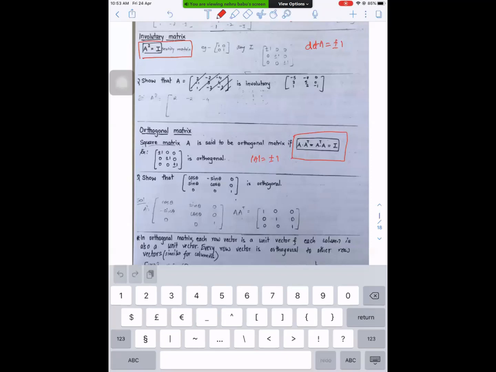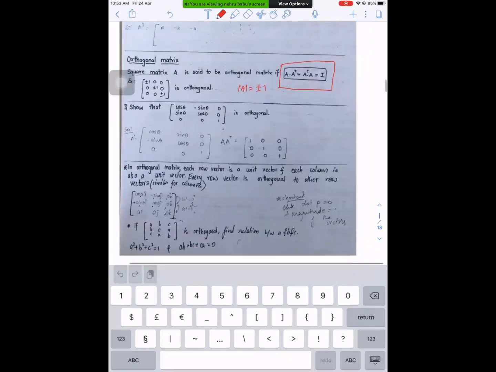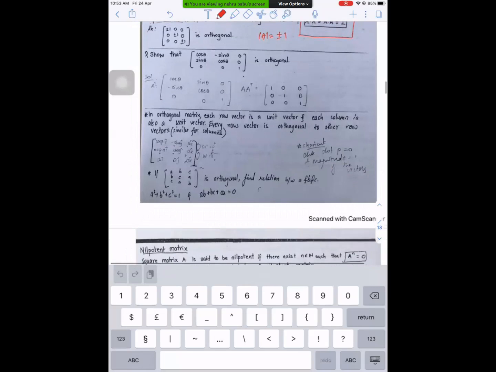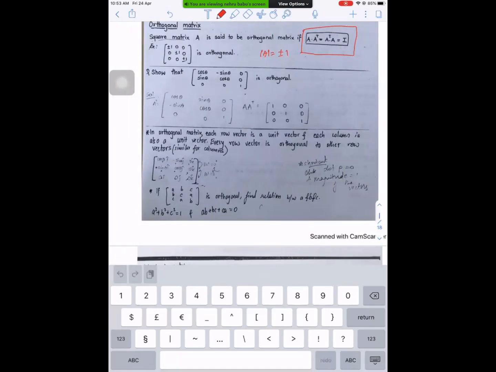And why are we calling it an orthogonal matrix? The main reason is, if you check any row, it's a unit vector, and any column is also a unit vector. If the matrix is orthogonal, then row-wise and column-wise you will always get unit vectors. And one more thing: if you select any row, it's orthogonal to the remaining rows. In the same way, any column is orthogonal to the remaining columns.